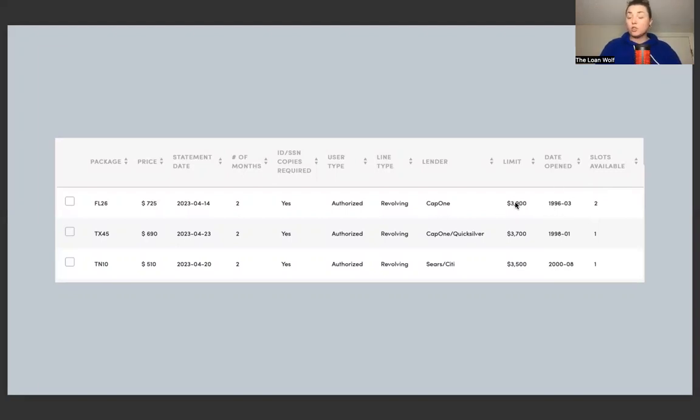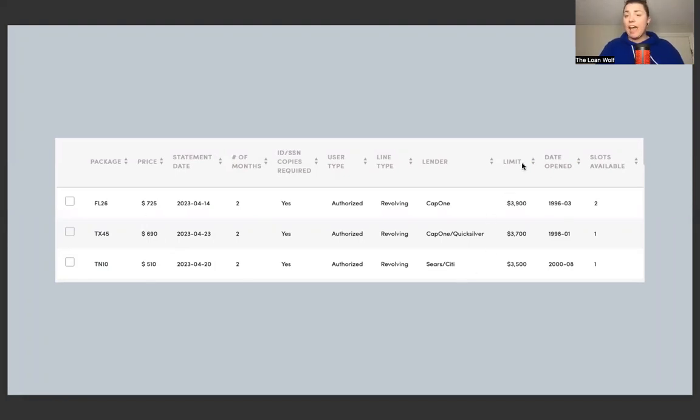Now, the limit's lower, but if you are stuck not having much at all, like these lines are for a person with very light or a little credit, you add these, they're on the cheaper side. You can see that these are more expensive. Obviously, all of these are more expensive because of the age. Like we're talking about 2000, 1998, 1996. That's a very long age. So that's why these are more expensive.